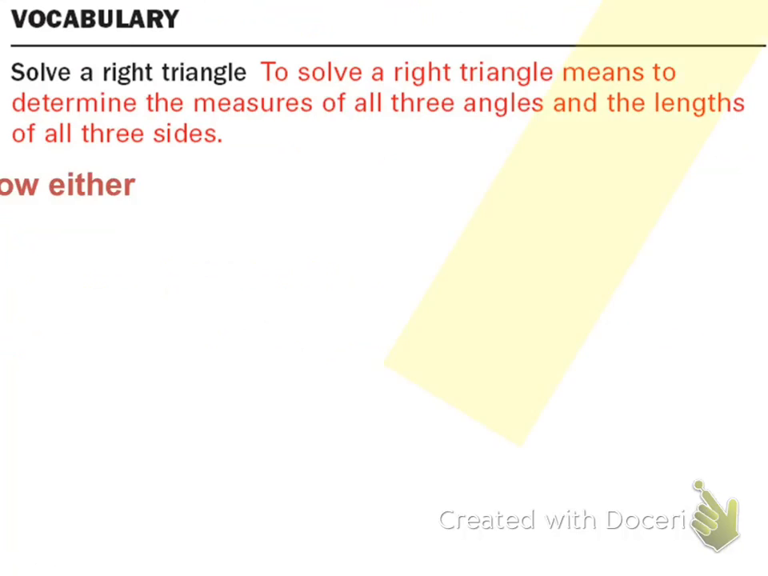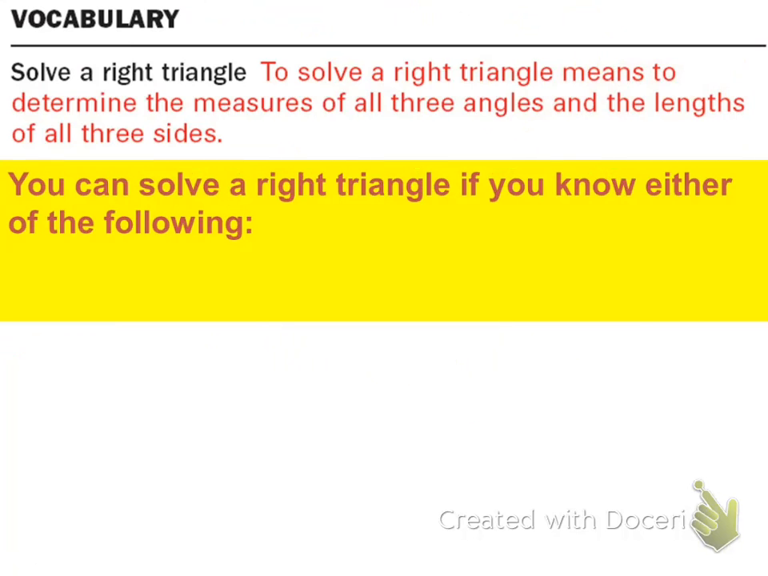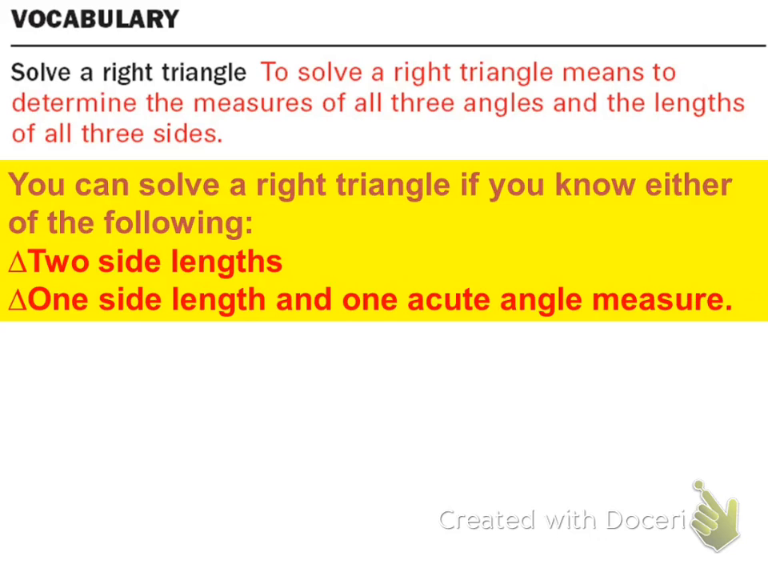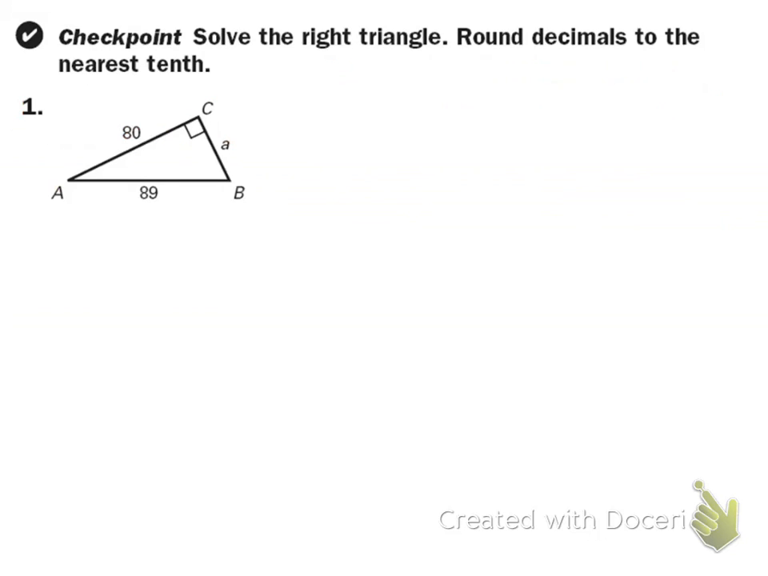To be able to solve a right triangle, you have to know either of the following: two side lengths or one side length and one acute angle measure. Let's look at our first example. In this example, we have two side lengths. When you have two side lengths and you want to find the third side, you use the Pythagorean theorem.